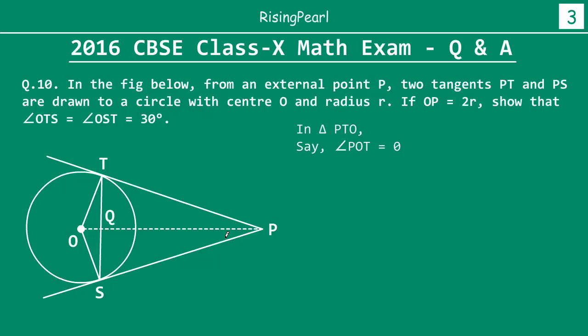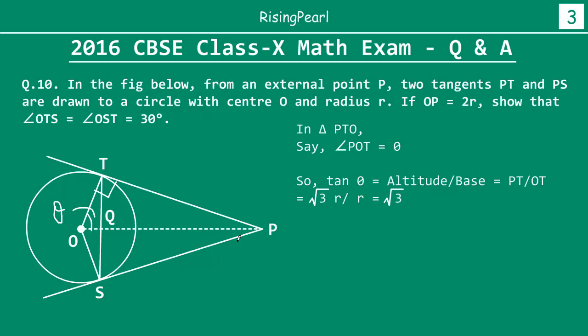Now, if we look at triangle PTO again, we know that this is 90 degrees, which we have just seen. Now let's say angle POT, this angle, is theta. So PTO is a right triangle, and if this is theta, we know this length is twice R, this length is R, and we just found out this is root 3 times R. If this angle is theta, now we can say tan theta. What will be tan theta? It will be the measure of PT divided by OT, because the tangent ratio, tan theta, is altitude by base. So it will be root 3 times R divided by R, or root 3.